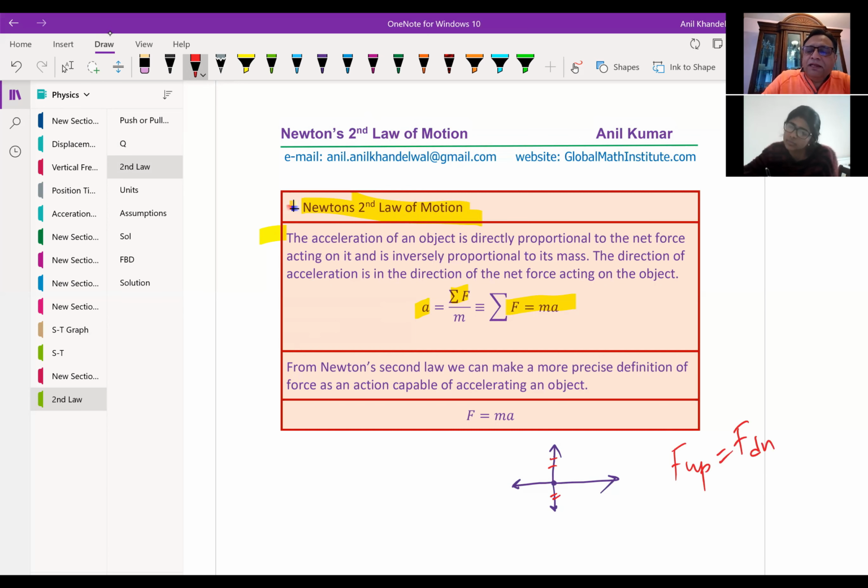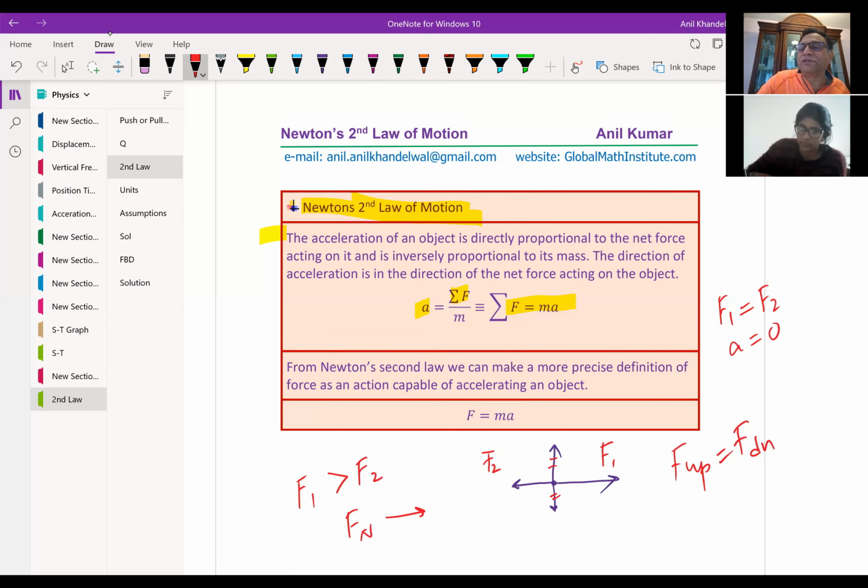Then there is no movement up or down, correct? Now, let's say this force is F1 and this is the force F2, and let us assume that F1 is greater than F2. In that case, there is a net force, which we'll call Fn, in the right direction because F1 is pulling to the right and F2 is pulling to the left. If there is a net force, then the object will move, correct? If F1 is equal to F2, then acceleration is zero because net force is zero.